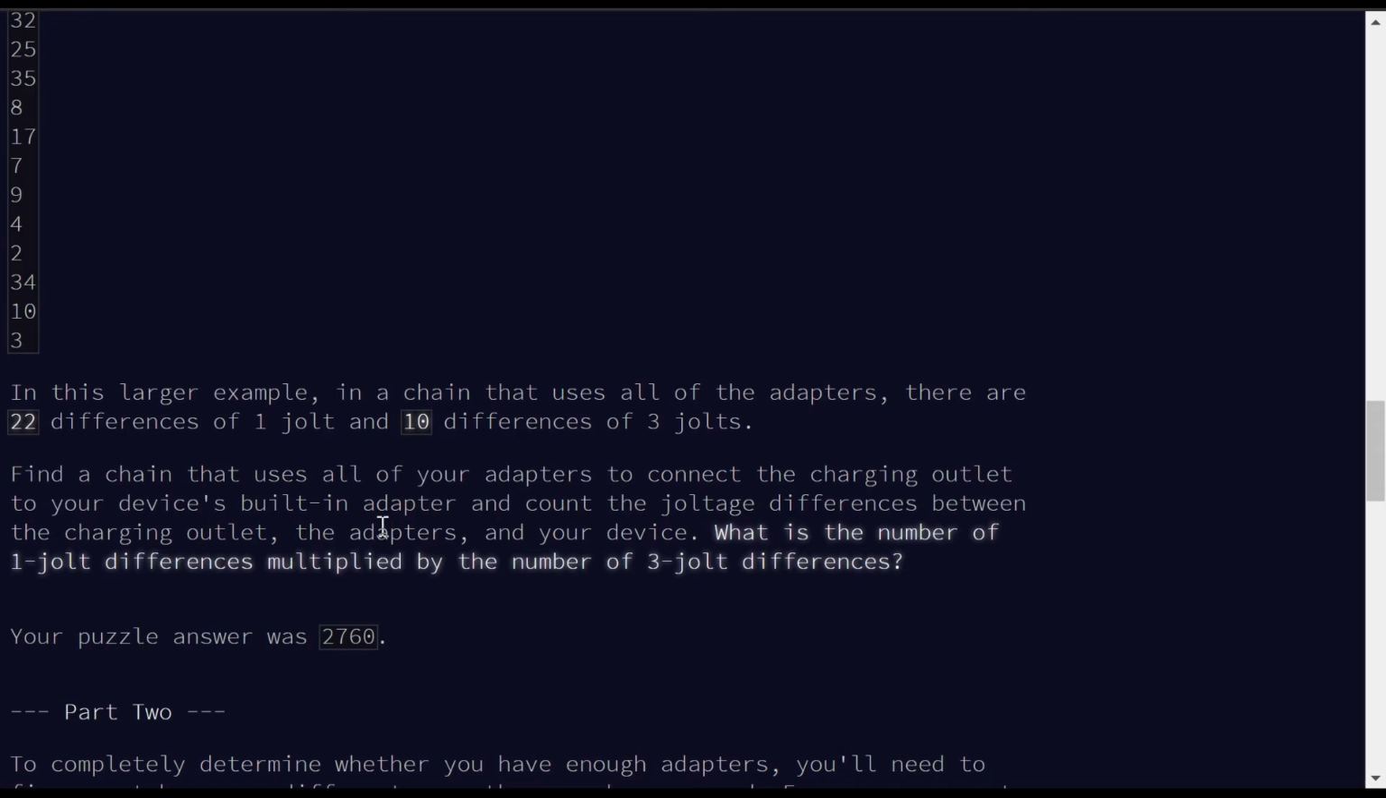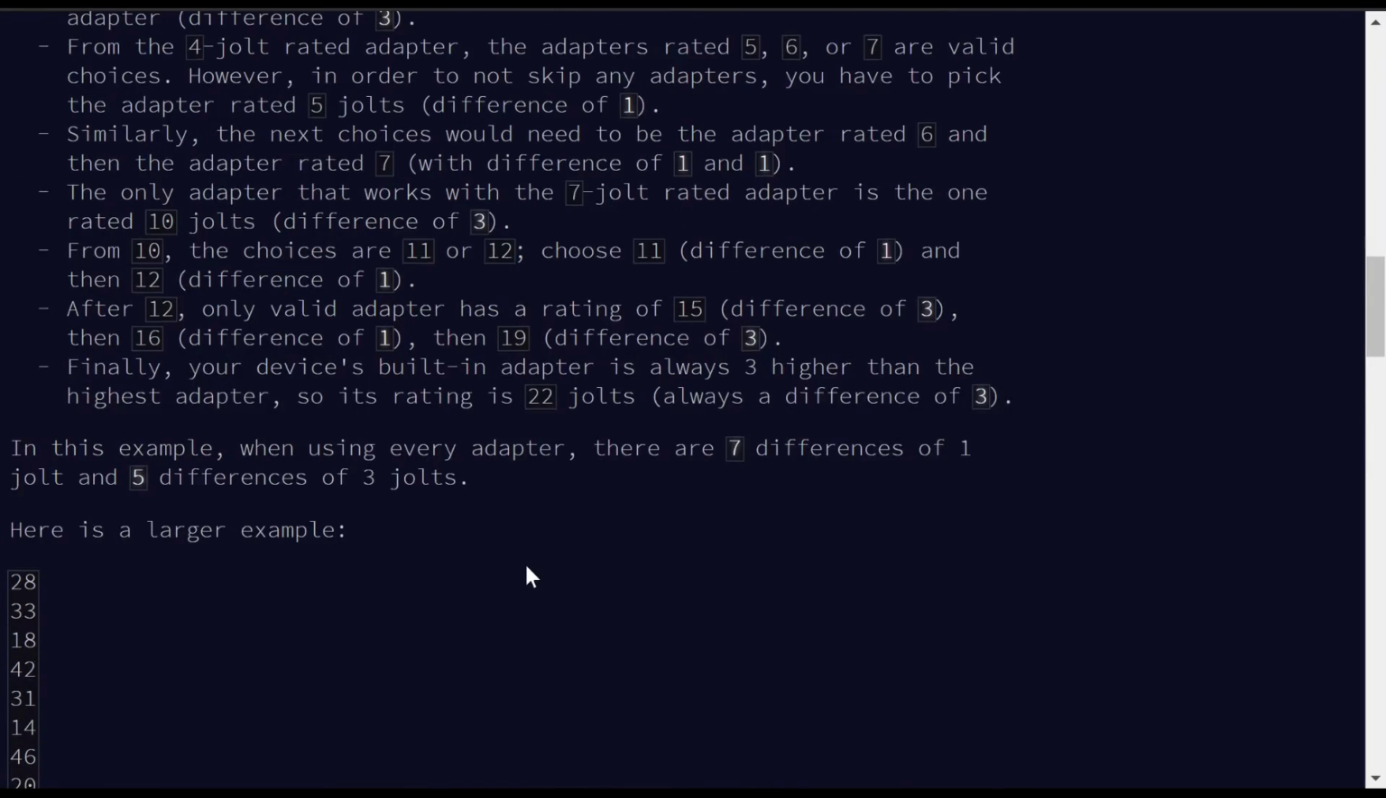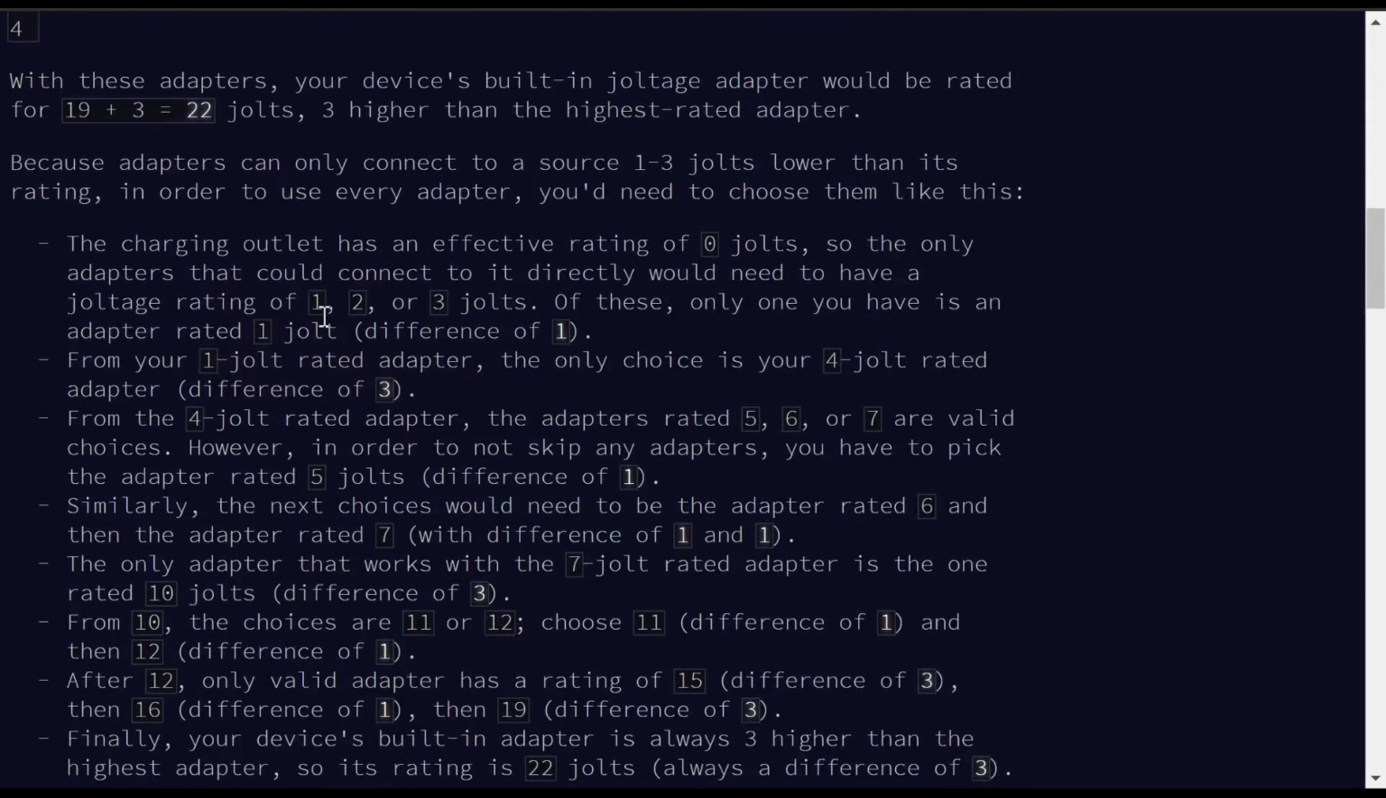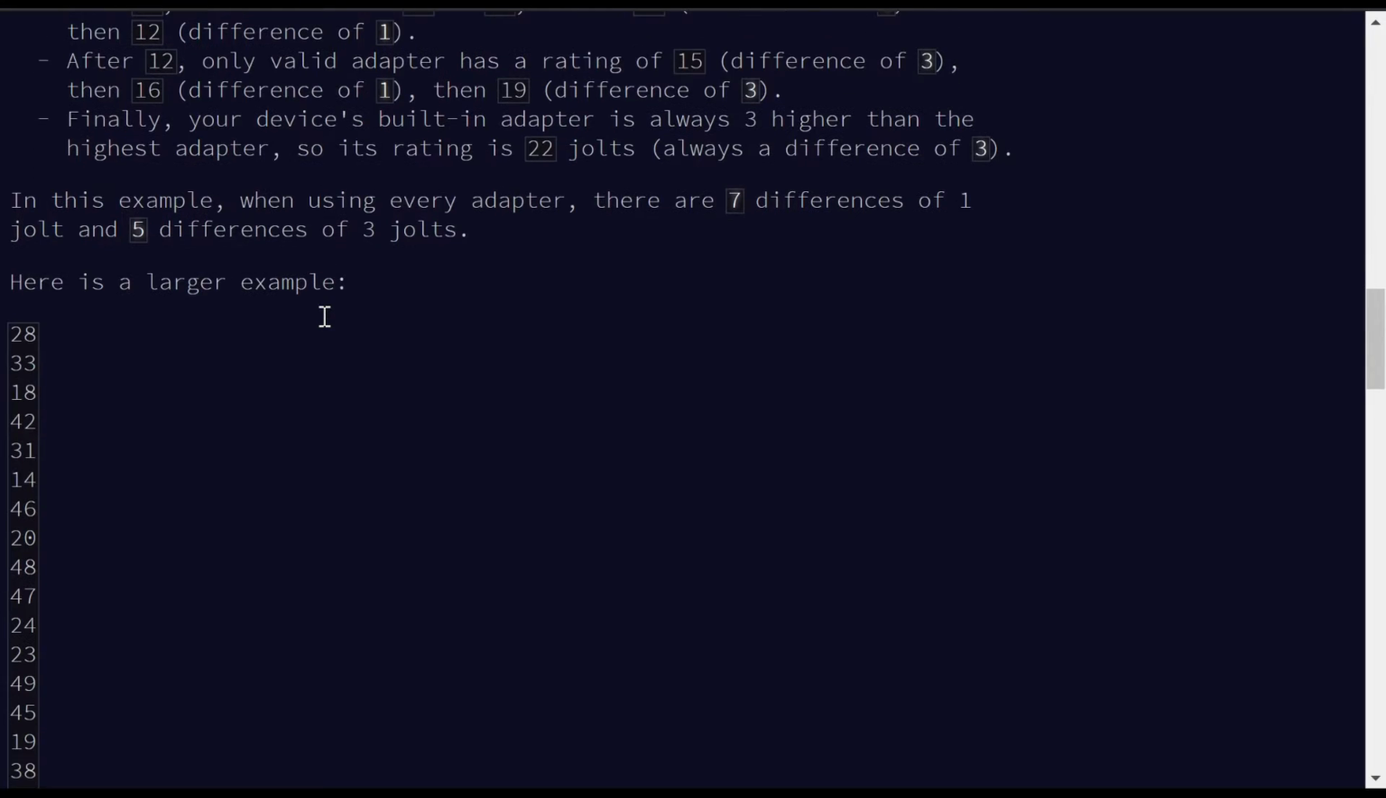So what they're asking us to compute then is the sum of the differences between adjacent elements in our list. And in particular, they only care about 1 and 3 jolt differences for some reason. There won't be any 2s, or at any rate, they don't care about 2s.